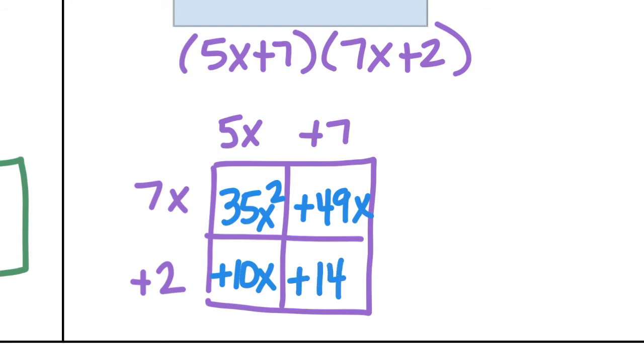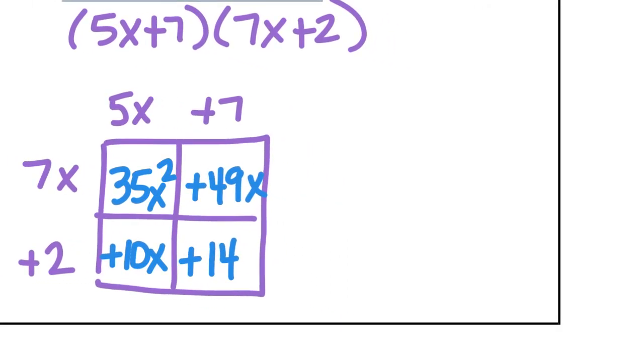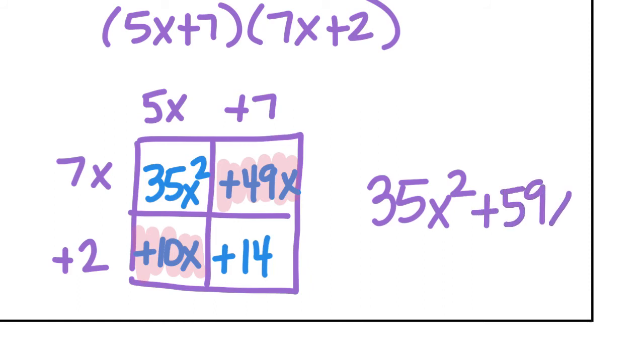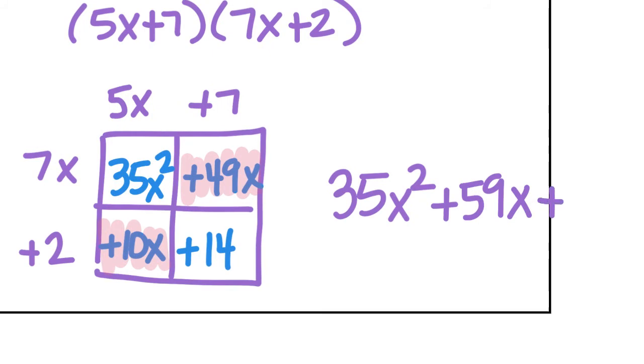So now we're going to take all of our terms out, but we're going to combine like terms as we go. So I have 35x to the second power. Then if you look diagonally, I have two terms that have x's, so we're going to put those together. So 10 plus 49 is 59x. And then last I have plus 14.